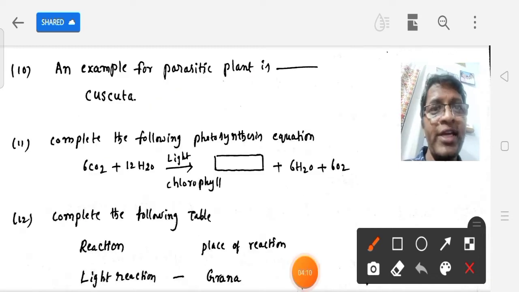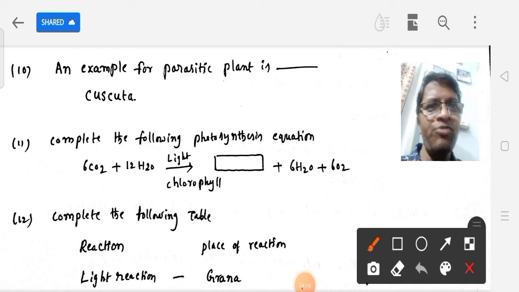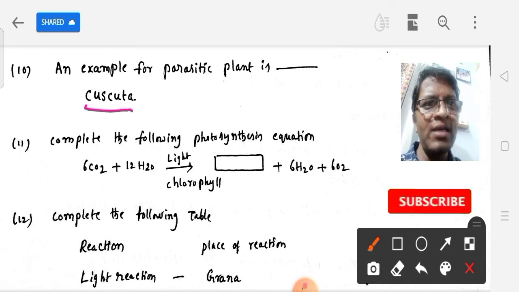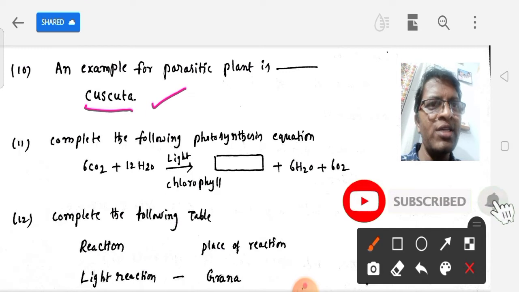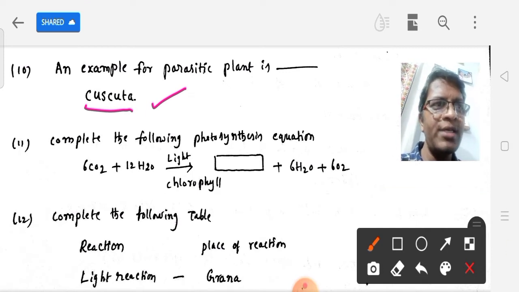Next we can go for 10th bit. An example for a parasitic plant is Cuscuta. Now here Cuscuta is also called the dodder plant. Cuscuta belongs to which family? Sometimes they will ask. Cuscuta belongs to the morning glory family or Convolvulaceae.